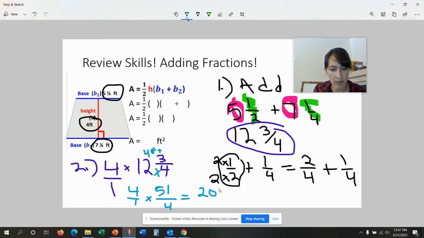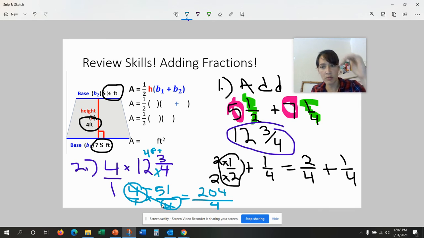You can check me, 204. Oh, look at that. Look at this over 4, but look what happens here. Remember, we could do cross-canceling. Look, 4 is in the numerator, 4 is in the denominator, so they end up canceling or dividing out, because watch what happens. If we just multiply straight across, multiply the numerators, multiply the denominators, we get 204 over 4.